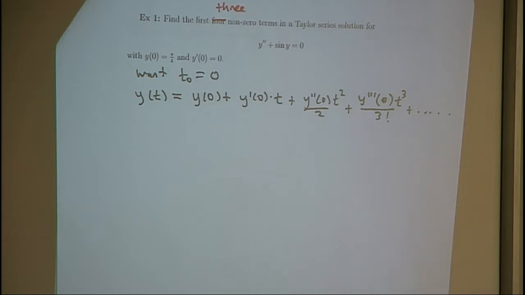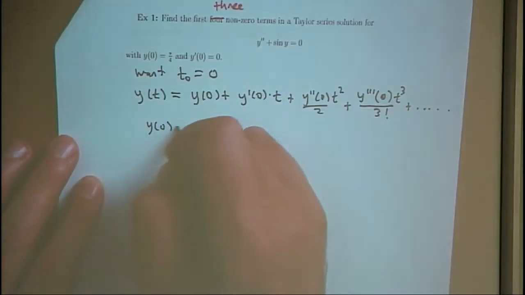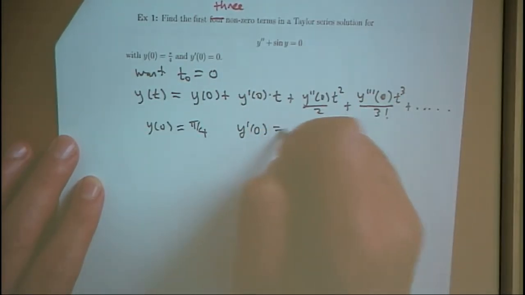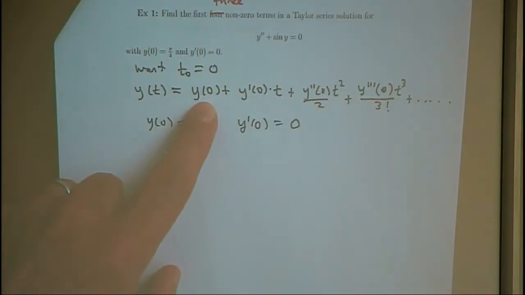Well, two of them have been given to us initially. That's our initial conditions. y of 0 we already know is pi over 4, and we know y prime of 0 is 0. So we already have a head start on solving this differential equation. So y of 0 is pi over 4, y prime of 0 is 0. Now, the directions say find 3 non-zero terms in the Taylor series solution. We have 1. We have pi over 4. That goes right there. Okay?